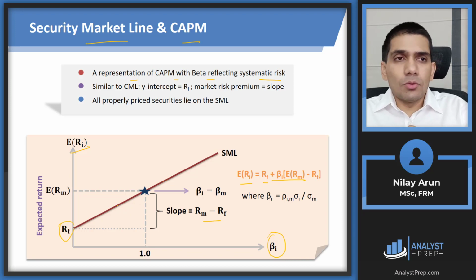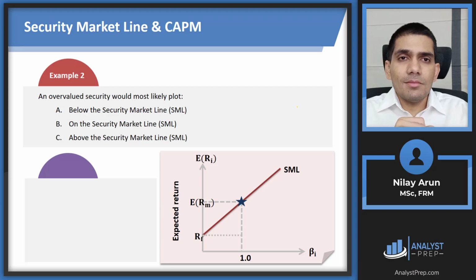Now let's look at a question to understand this. The question is: an overvalued security would most likely plot where? Would it be below the SML, on the SML, or above the SML? On the SML is clearly the wrong answer, because we just said that only the properly priced securities are going to plot on the SML. So this, of course, cannot be the answer. It has to be either below or above.